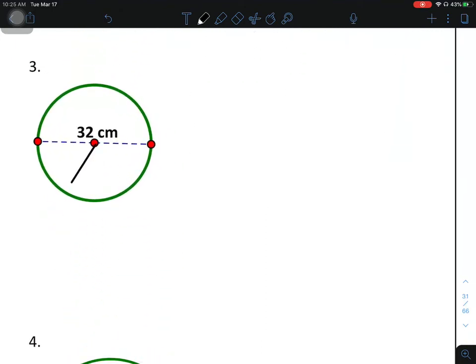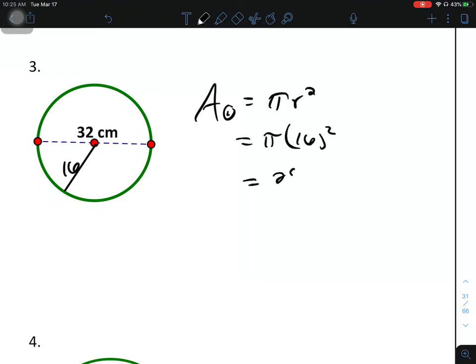Number 3 is also giving us the diameter. We want to know the radius to use this formula, which is half of the diameter. So the area of a circle is pi times r squared. That's pi times 16 squared, which is 256 pi square centimeters.